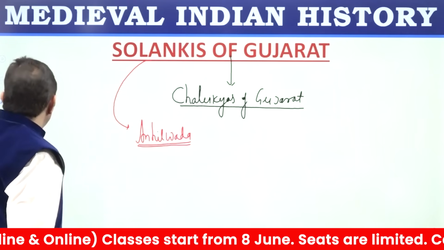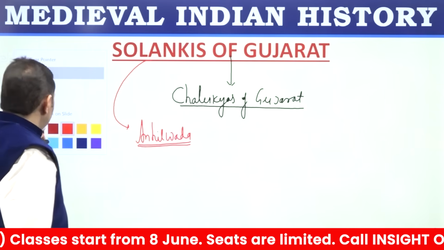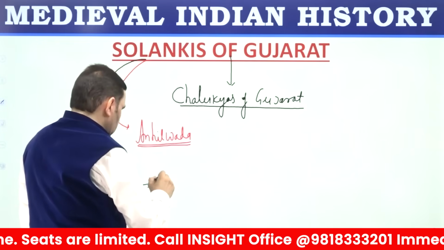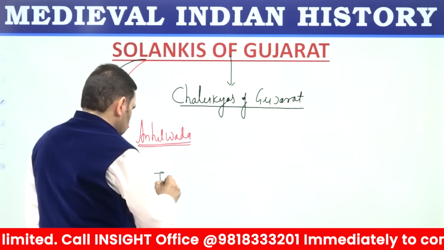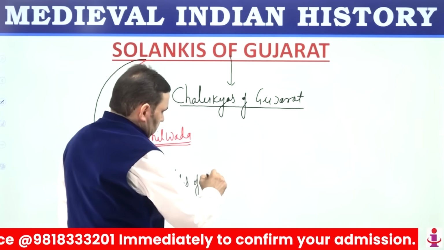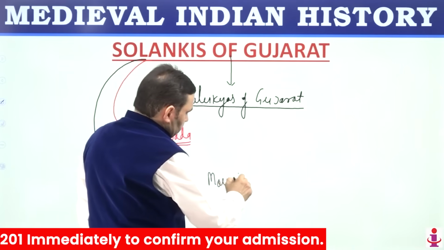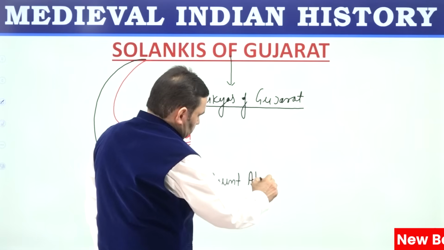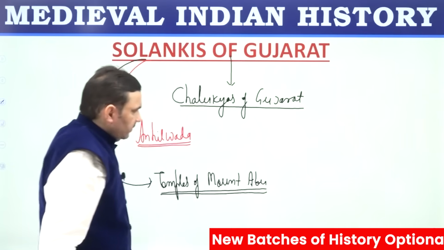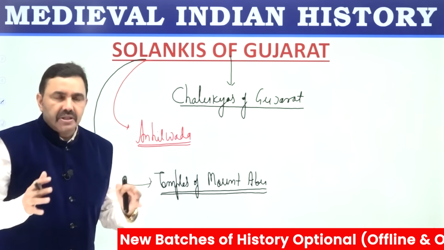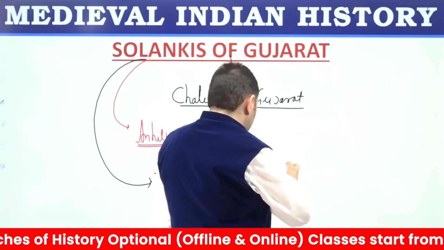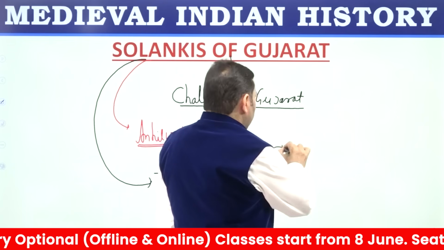The period of Solankis is important because of the temples of Mount Abu. Mount Abu is a place in today's Rajasthan, and a number of beautiful temples are located here. Most of these temples were built under the patronage of Solankis or Chalukyas of Gujarat.